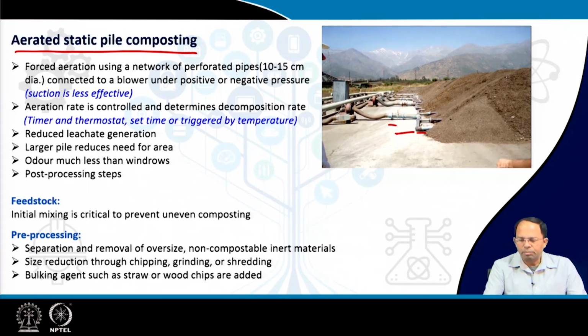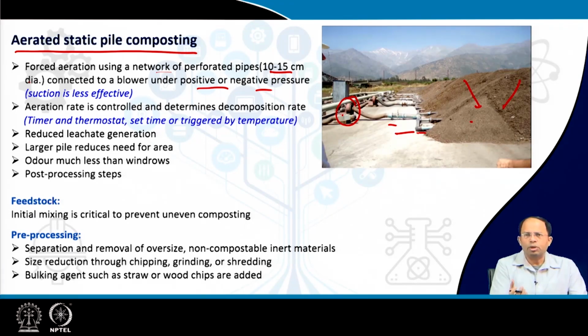What is here? This is a perforated pipe, 10 to 15 centimeters in diameter. It's a network of pipes below the compost, connected to a blower which is over here. This blower can either suck in the air or push air, so it's either negative or positive pressure. When you suck in the air, of course it sucks the air through the garbage, so automatically air gets inside, eventually reaches the pipes, and from there comes inside.